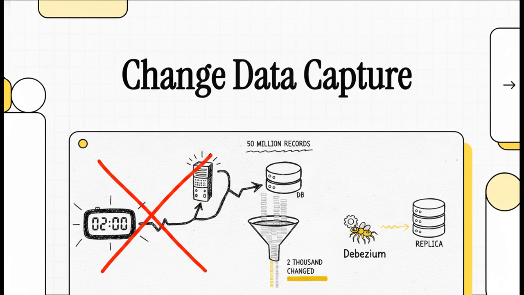For decades, this is exactly how data replication worked. It's incredibly slow, wildly wasteful, and it puts a tremendous amount of unnecessary strain on your mission-critical production systems. But there is a much better way, and it's called change data capture.